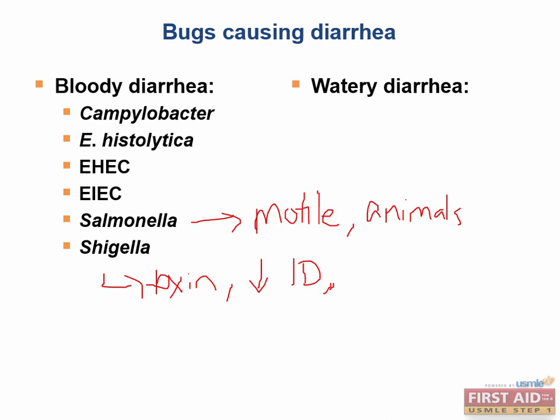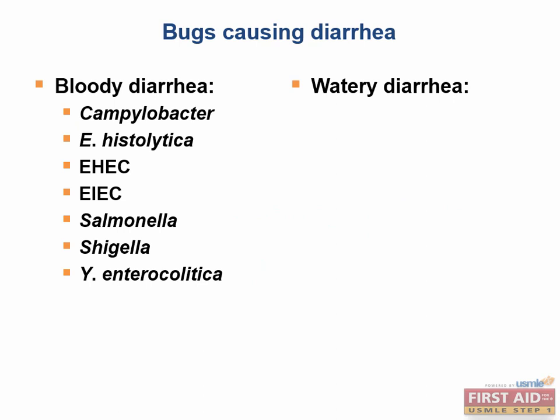So now, Shigella requires a low number of bacteria to cause disease, which is what is called a small infectious dose. Salmonella requires a lot of bacteria to cause disease. That's called a high infectious dose. Our last bloody diarrhea causing bug is Yersinia enterocolitica.